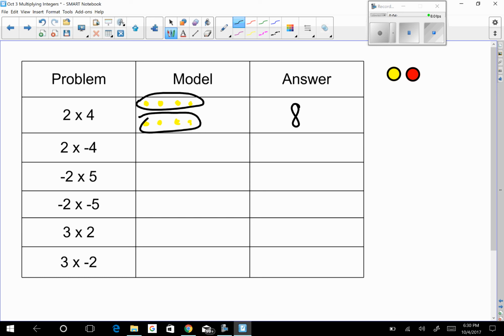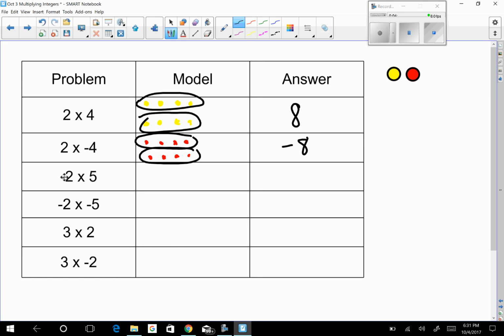Next example, 2 times negative 4. 2 groups of negative 4. So we need 4 negatives per group, and we need 2 groups of that. You got to show your circles to show your groups. And what is in these 2 groups together? 8 negatives, so it's negative 8.